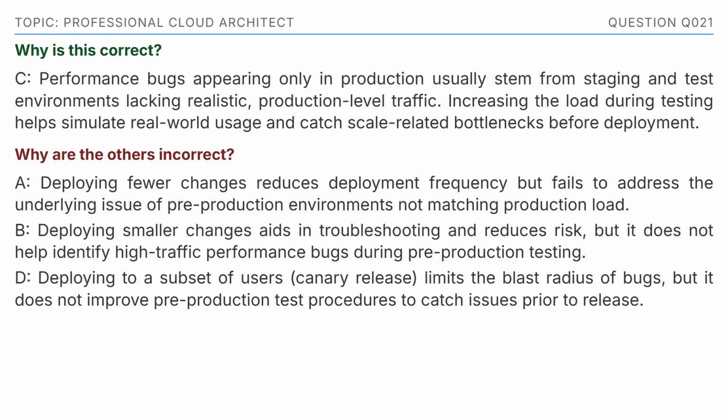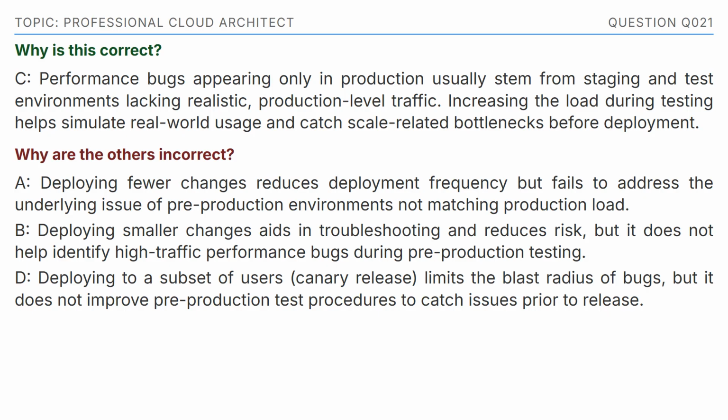Performance bugs appearing only in production usually stem from staging and test environments lacking realistic, production-level traffic. Increasing the load during testing helps simulate real-world usage and catch scale-related bottlenecks before deployment. Why are the others incorrect?